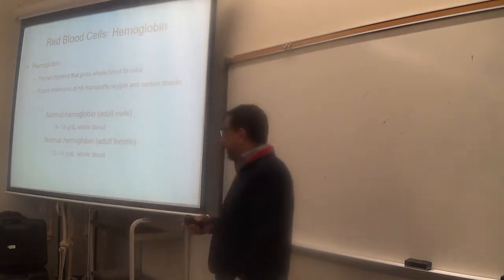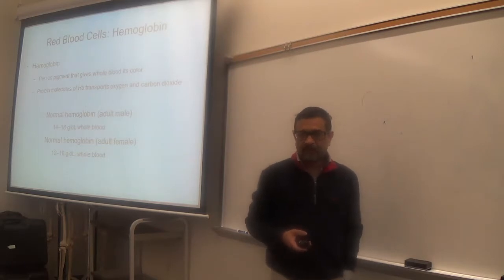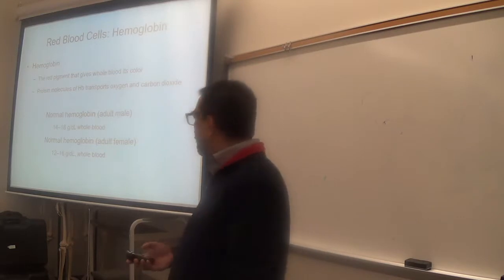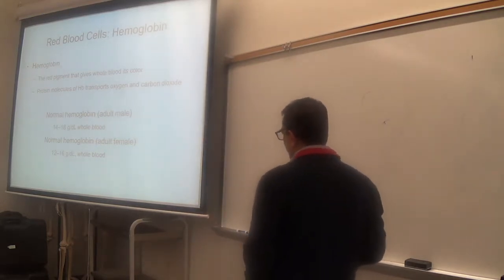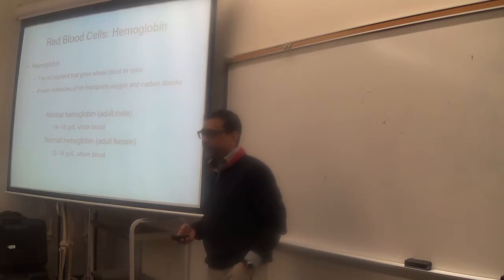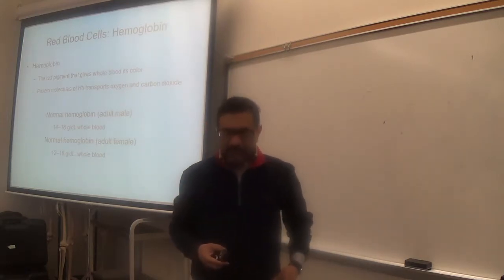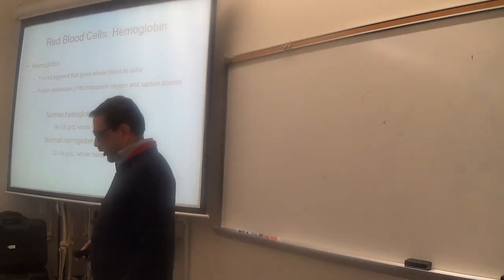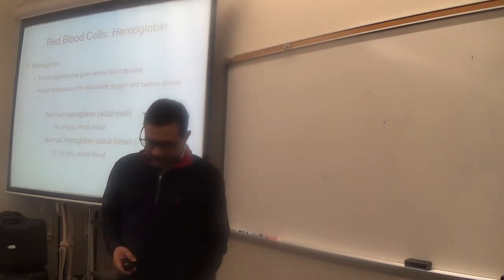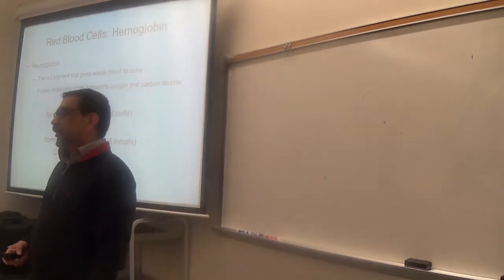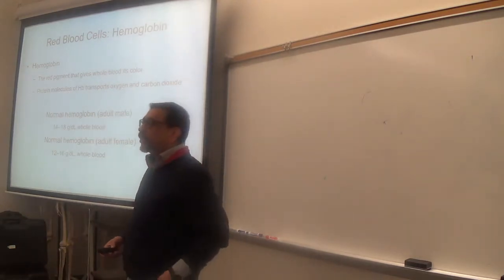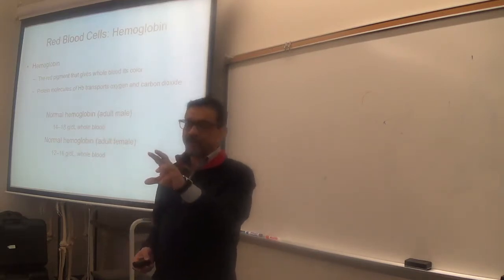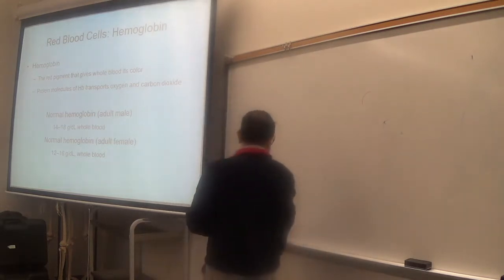In adult female, it is slightly lower. The concentration is 12 to 16 gram per 100 milliliter of blood. Now, why in female the concentration is less? Because you know that the count of red blood cell is lower in female. You remember in last class we have talked about that. So now it is very simple.